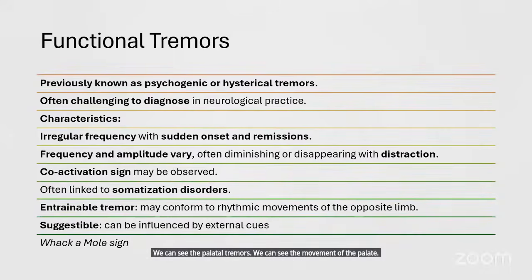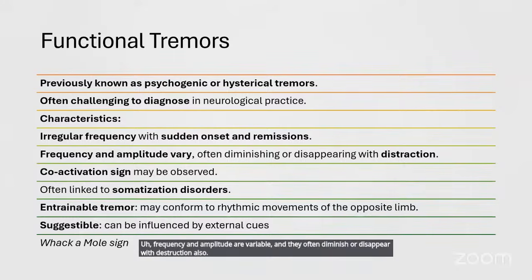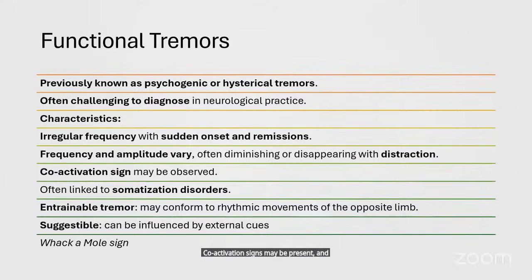Next. Coming to functional tremors, they were previously known as psychogenic or hysterical tremors. They are very challenging to diagnose in neurological practice. They are of irregular frequency with sudden onset and sudden remissions. Frequency and amplitude are variable and they often diminish or disappear with distraction also. Co-activation signs may be present, they may be linked to some somatization disorders, and they may be influenced by external cues.